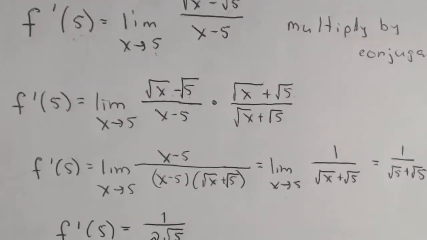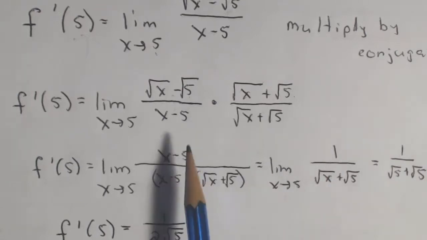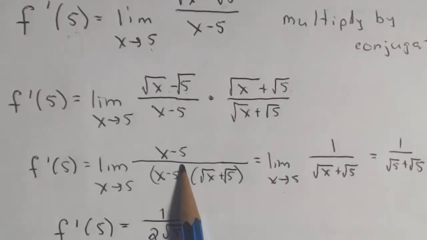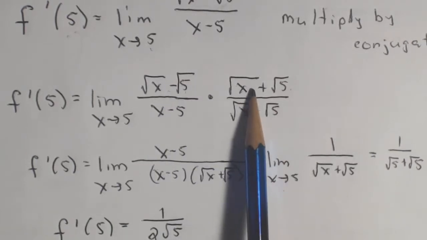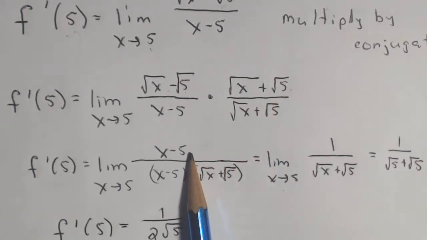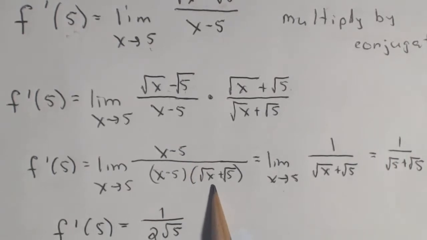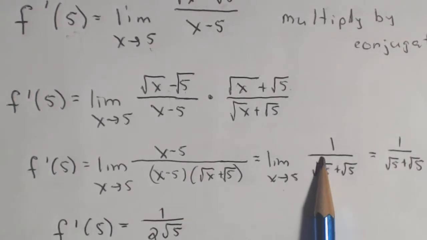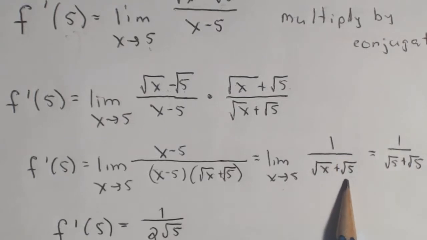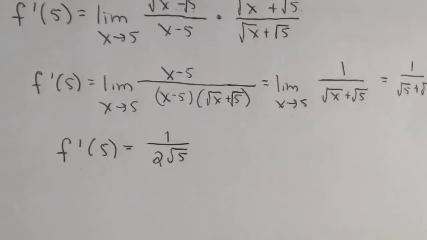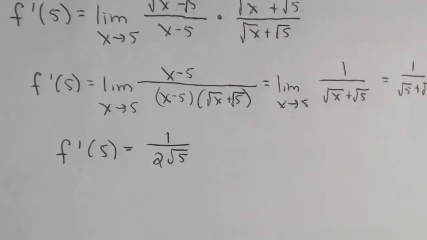So you multiply by the conjugate like you did before. And when you multiply the tops, you get another a minus b, a plus b. The roots go away. You're to here. And now this immediately cancels. And now you just have the limit as x goes to 5 of 1 over root x plus root 5. You plug in the 5, 1 over root 5 plus root 5 is 1 over 2 square root 5.